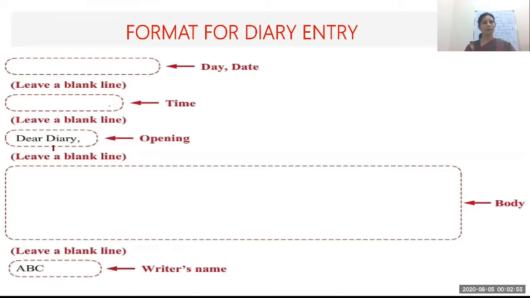Then salutation. After salutation also, children, you can leave a blank line, and this is the body of the diary where you will describe the event. Again, you can leave one line. After that, you can mention ABC in place of name, or XYZ or KMN or something like this. No need to mention the name in the diary while you are writing for the school point of view. And this is the most acceptable format of the diary. So remember, this is the most acceptable format of diary entry for school.